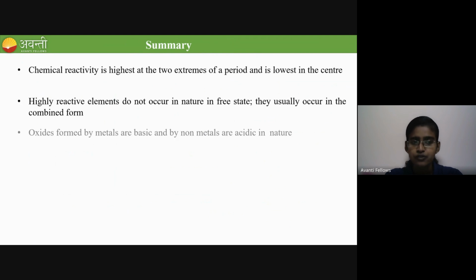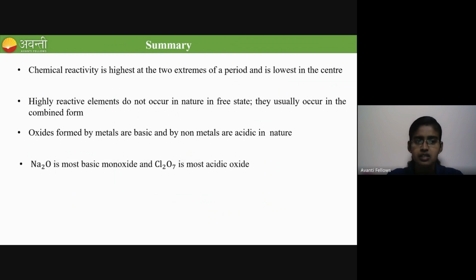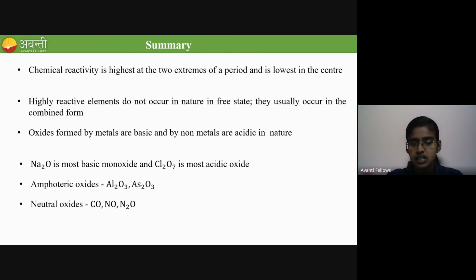And oxides formed by metals are basic. That is, the left side elements form basic oxides, and the right side non-metallic elements form acidic oxides. So here you can see sodium is on the left side, a metal, so it forms basic oxide. Chlorine is on the right side of the periodic table, non-metallic, so it forms acidic oxide. These two are amphoteric oxides, and the last three are neutral oxides. So this part is very important. I already told you it will be asked in the match the following part. Have to keep in mind.